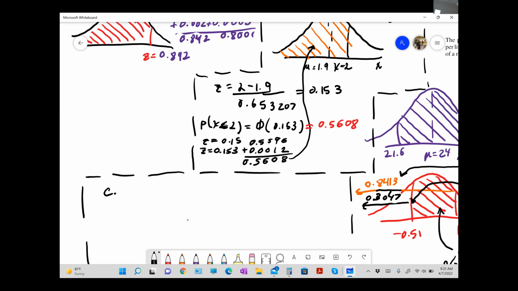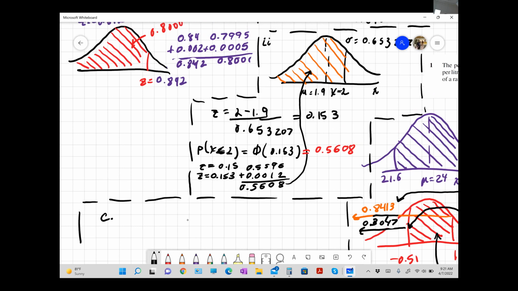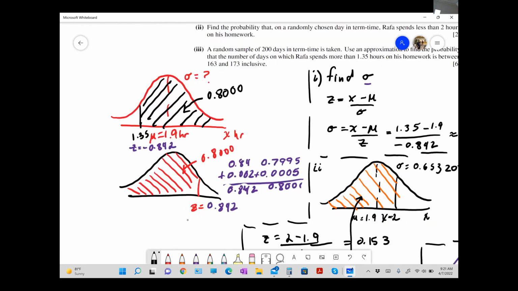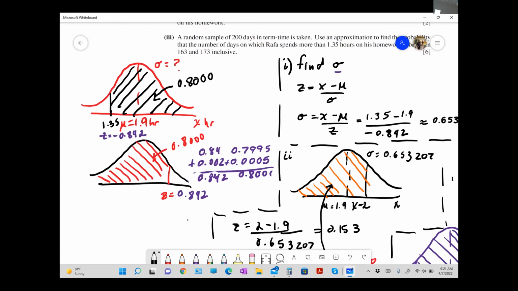All right, so let's take a look at part C, which I don't think you can see anymore. Part C says a random sample of 200 days in term time is taken. Use an approximation to find the probability that the number of days on which Rafa spends more than 1.35 hours on his homework is between 163 and 173 inclusive.